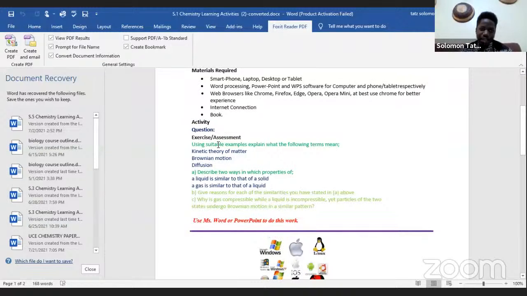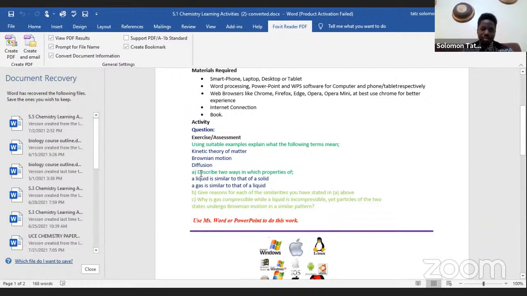Okay. I have questions. Questions are here. The first question is, using suitable examples, explain the following terms, what they mean. The first one, kinetic theory of matter. So go make research on this and make sure you answer it well. Brownian motion, diffusion. So defining these three terms.